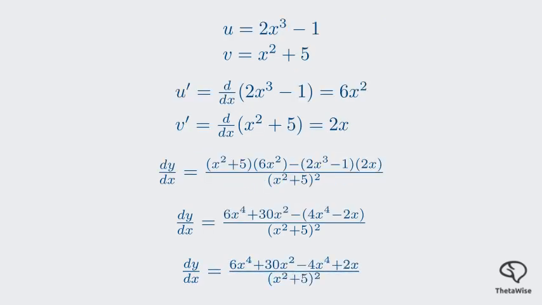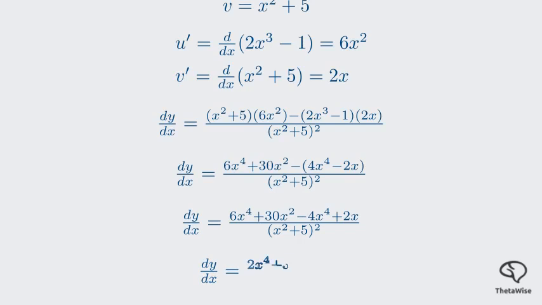Simplifying the numerator, we combine the like terms 6x to the fourth and minus 4x to the fourth to get 2x to the fourth. We can factor out a 2x from the numerator for a final cleaner answer.